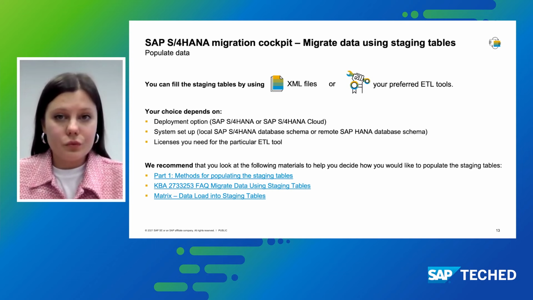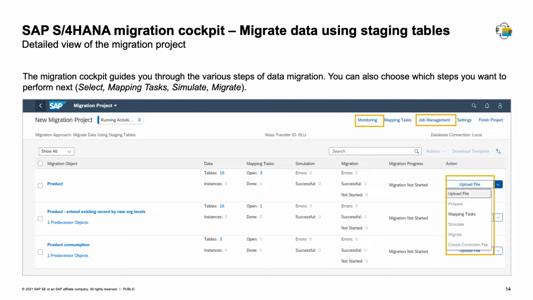In this screenshot, you can see a big view on the Migration Cockpit. You can see we have monitoring functionality. You can see each log of what you've performed in Migration Cockpit. With the job management functionality, you can influence background jobs. And in the right part of the screenshot, you can see the action list. You can upload file, prepare. You can work on mapping tasks, simulate, migrate, and so on.